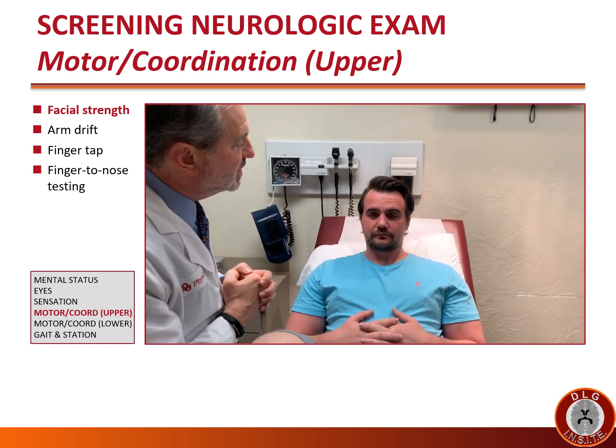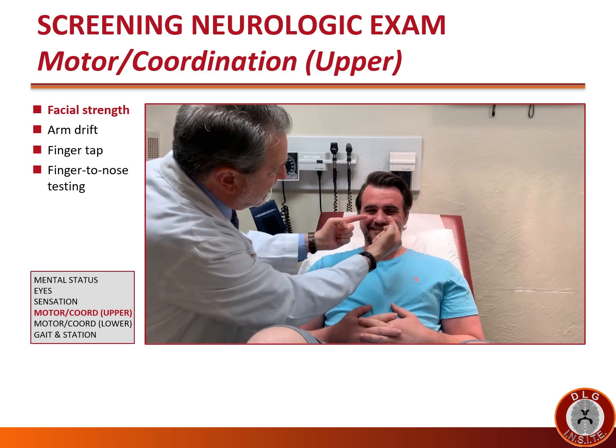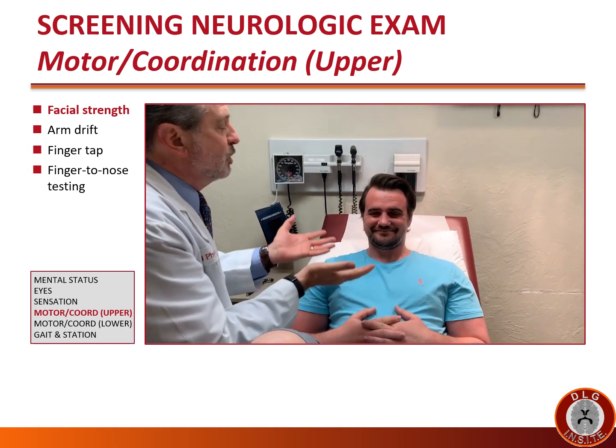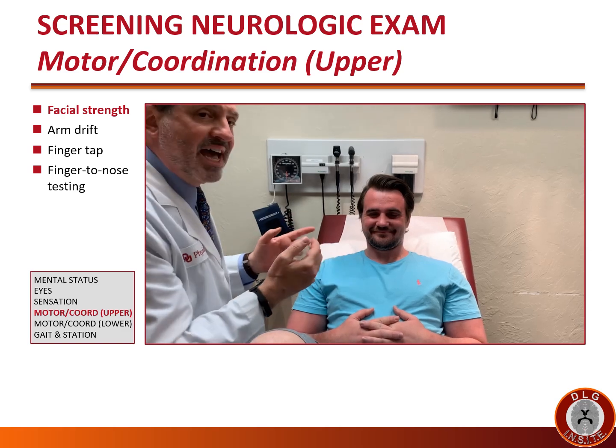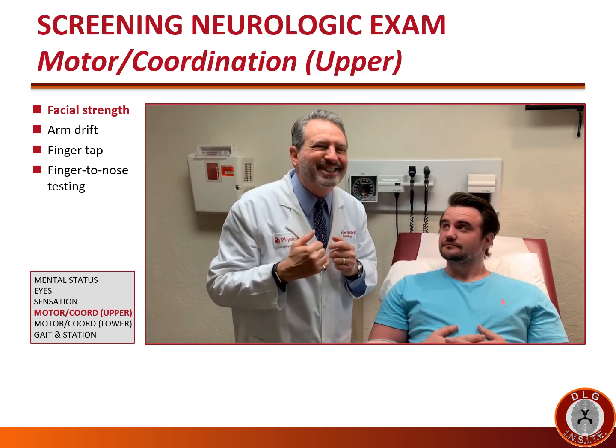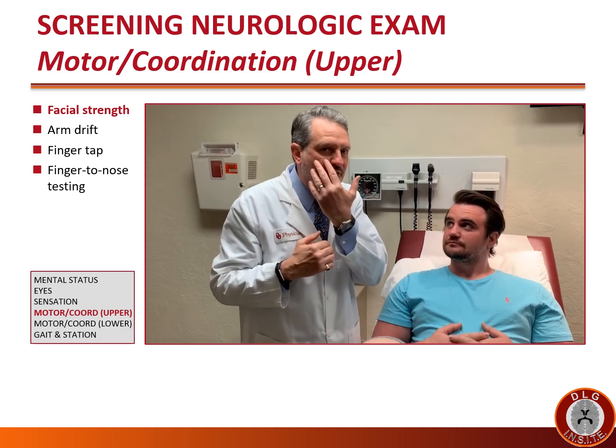Then you say, sir, smile for me. And you can see the nasolabial fold on each side increases equally on both sides and goes up at the same time. If one side were weak, then maybe one side would go up faster than the other each time, or wouldn't go up at all. That would be a facial weakness.